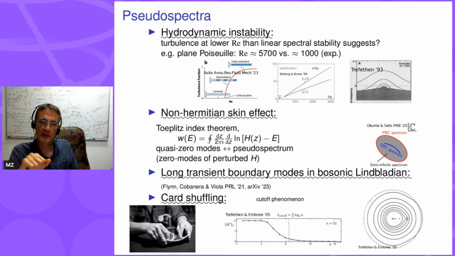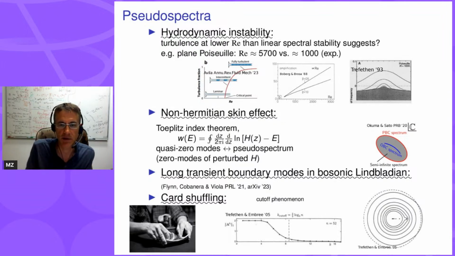And then, okay, there are two other cases. One is the non-Hermitian skin effect. Perhaps I don't want to go too much into details. There are also some long transient boundary modes in some bosonic Lindbladians observed by Lorenza Viola some years ago with her group. And there is this nice case that I will mention.